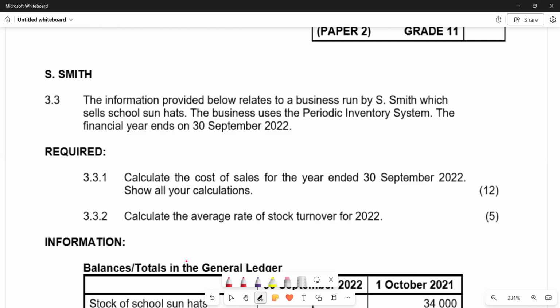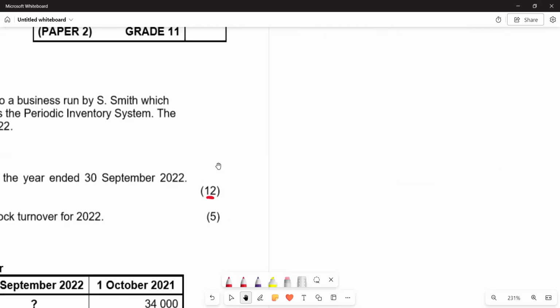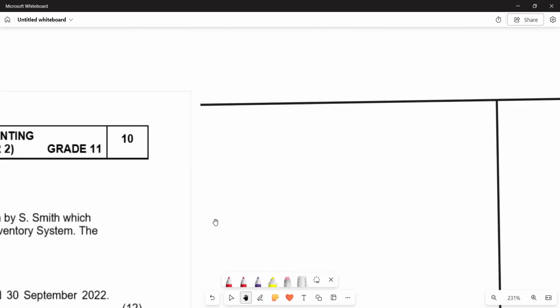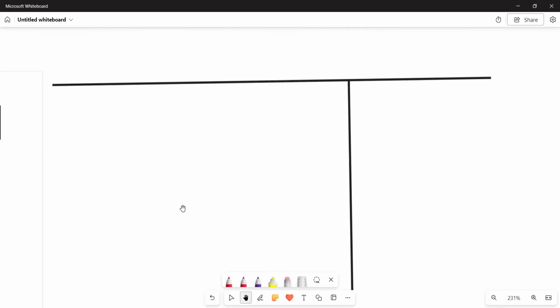On the first part there, we are seeing that we've got 12 marks. So it means we've got a bit of calculations that we need to do there. So 3.3.1 is calculation of cost of sales. So we have got a statement that we need to fill in so that we can calculate cost of sales. So here we can just say calculation of cost of sales.